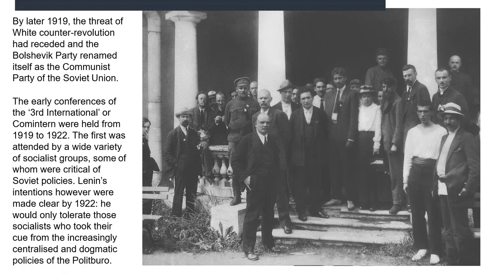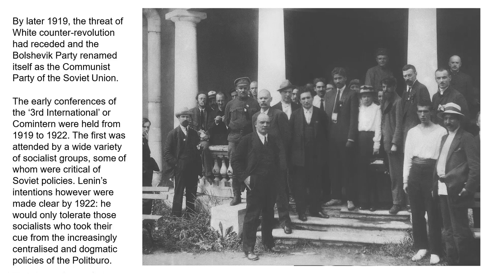Right, so the Comintern is set up. Now, the Bolshevik Party has renamed itself. Actually, it's renamed itself in 1918, but the name change doesn't really sink in until at least 1919, that they are now the Communist Party of the Soviet Union, a capital S, as opposed to the small s. The early conferences of the Third International are held from 1919 to 22 period. And it's supposed to be a replacement for the Second International, which had fallen apart through lack of solidarity and opportunism by members of the Social Democratic Parties, who had failed to show workers' solidarity and had joined up with the nationalist forces.